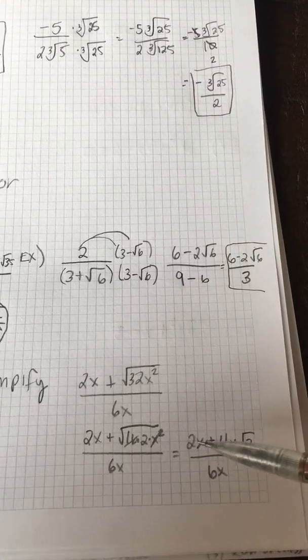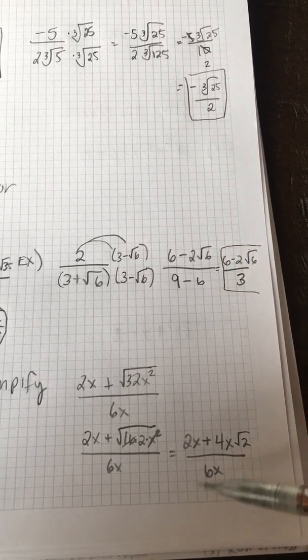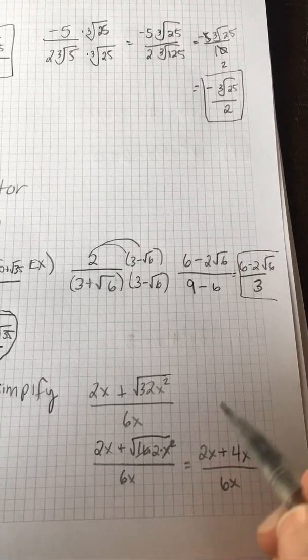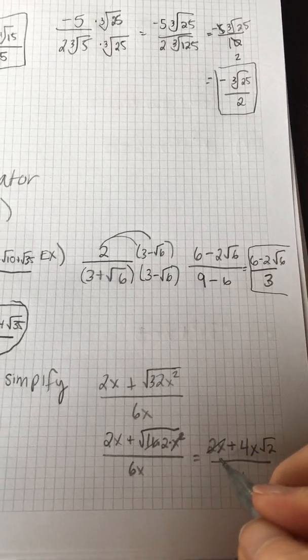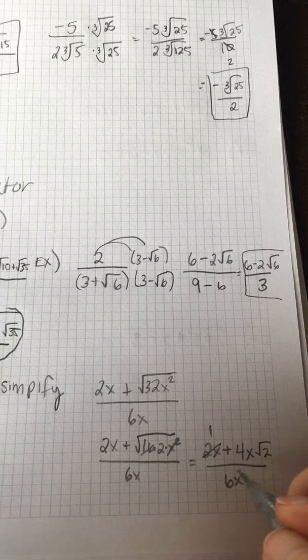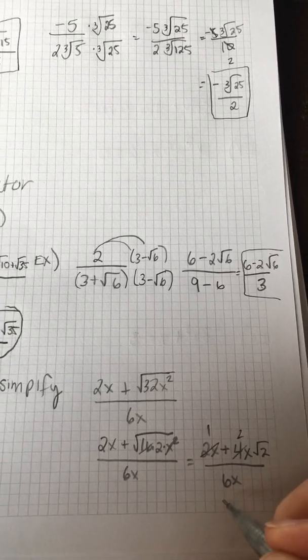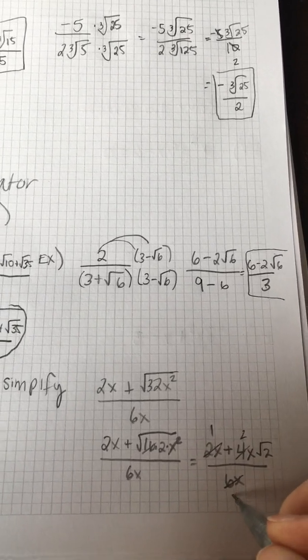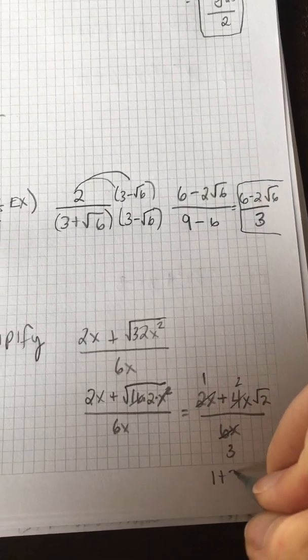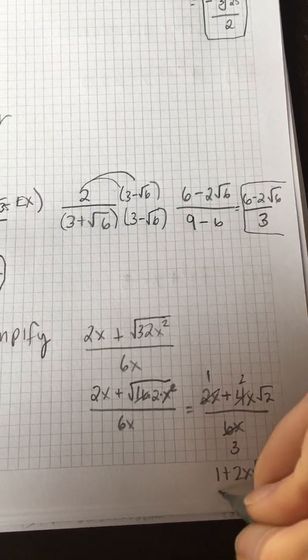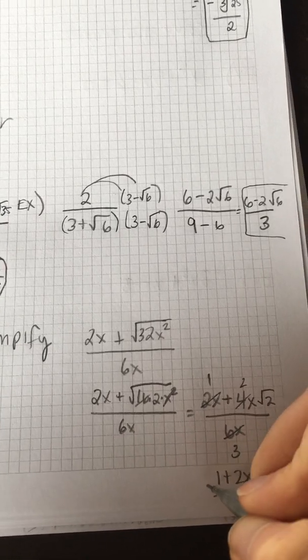But in this one, we can reduce because these 3 things have something in common. We can divide by 2x. When we divide by 2x, we get 1. We divide by 2x, we get 2. When we divide by 2x, we get 3. So my final answer ends up being 1 plus 2x root 2 all over 3.